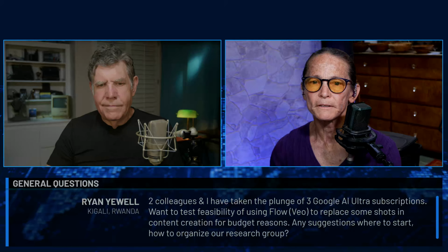Next question. Ryan Ewell in Kigali, Rwanda asks, 2 colleagues and I have taken the plunge of 3 Google AI Ultra subscriptions. Want to test feasibility of using Flow, Veo, to replace some shots in content creation for budget reasons. Any suggestions where to start? How to organize our research group?